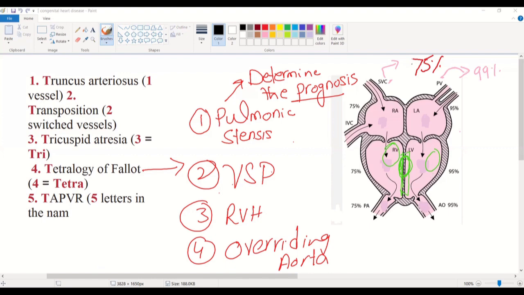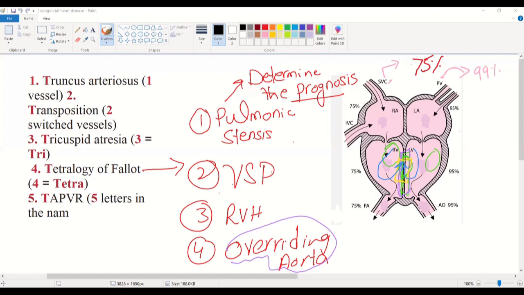Okay, so let's suppose this is ventricular septal defect. So, overriding aorta, what is the meaning of overriding aorta? The aorta is placed at the ventricular septal defect. In yellow color, I'm showing the aorta. So when the right ventricle contracts, the aorta takes blood from the right ventricle as well as from the left ventricle, right?